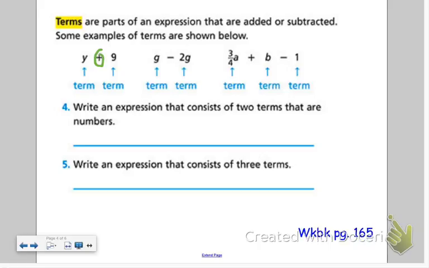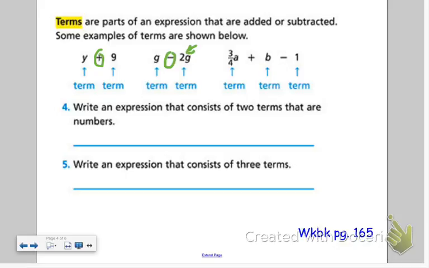G minus 2g. G is a term, 2 times g is a term, and they're being separated by this subtraction sign. Even though there's multiplication going on here, 2 times g, that whole thing, 2g, is one term because only addition and subtraction signs are going to separate the terms. Multiplication and division signs do not separate them.